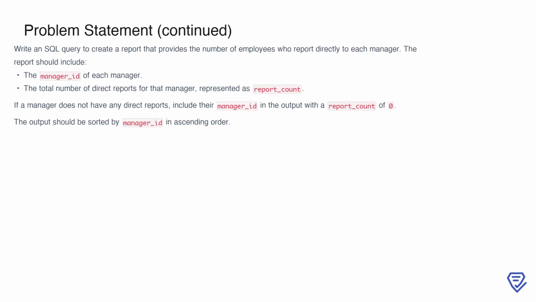Our task is to write an SQL query that generates a report showing the number of employees who report directly to each manager. The report must include two columns: manager_ID, which is the ID of the manager, and report_count, which represents the total number of employees that directly report to that manager. If a manager does not have any direct reports, their manager_ID must still be included in the output, with a report_count of 0. Additionally, the results should be sorted in ascending order based on the manager_ID.